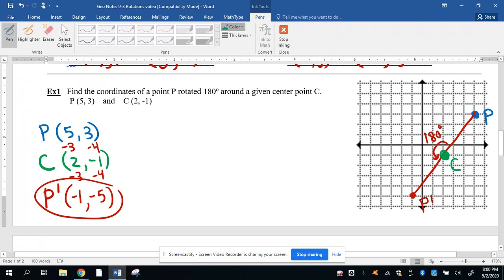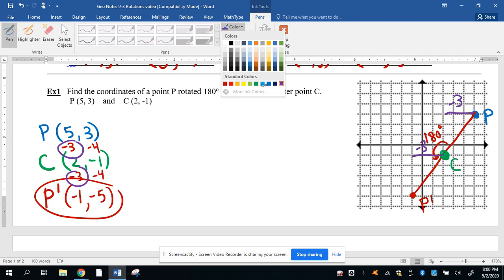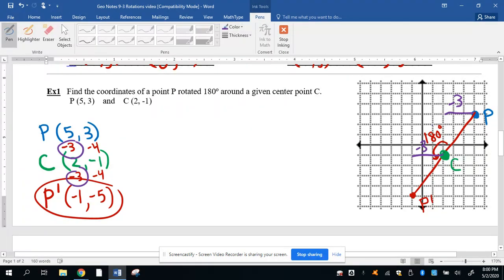To further understand this concept, do you see that our x values, to get from P to C, we went -3, and from C to P prime, we went -3. That was our x values. And for the y values, I'm going down. Let's see if this works. Down 4 and down 4. So it's really fun. It's just a midpoint problem.